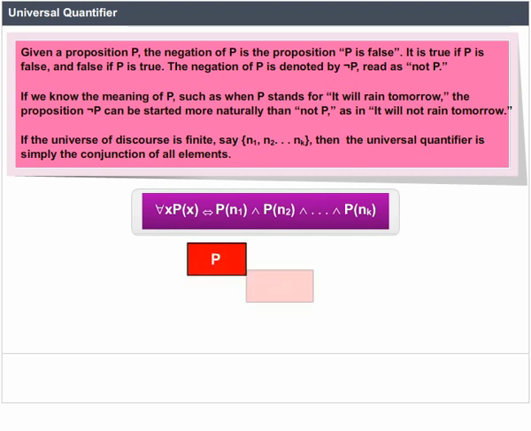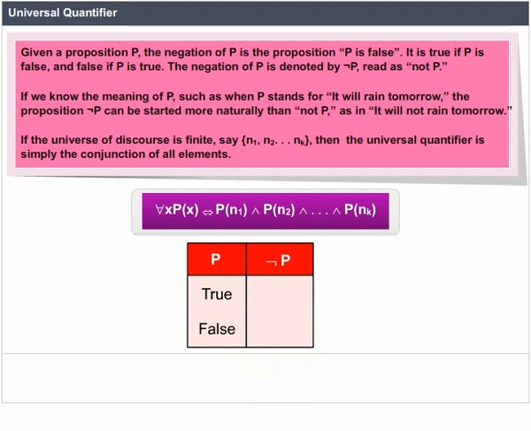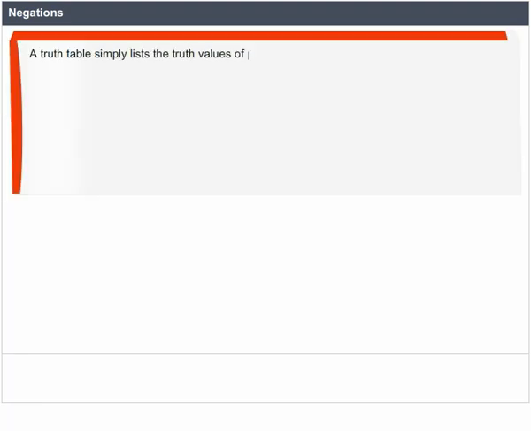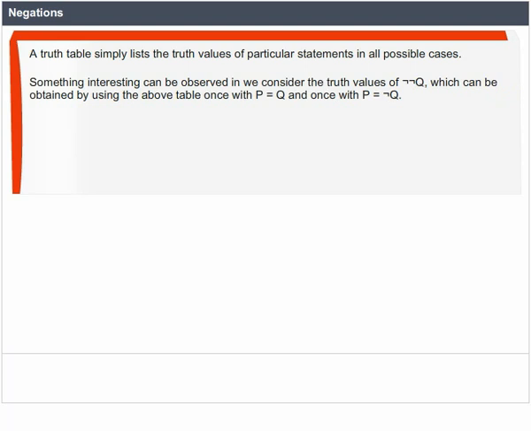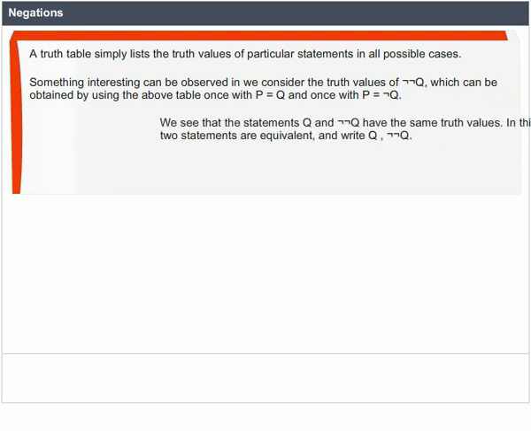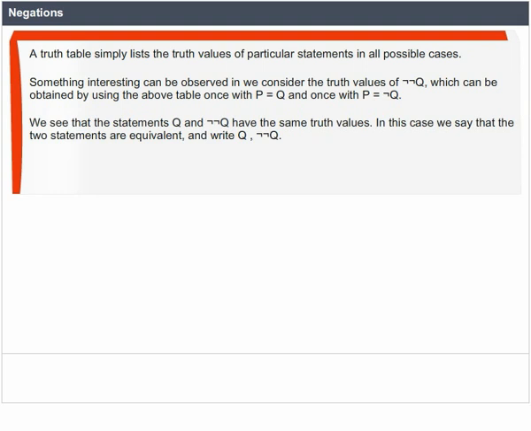Negation table: p is true, false; not p is false, true. A truth table simply lists the truth values of particular statements in all possible cases. Something interesting can be observed when we consider the truth values of not not q, which can be obtained by using the above table once with p equal to q, once with p equal to not q. We see that the statements q and not not q have the same truth values. In this case, we say that the two statements are equivalent and write q equivalent to not not q.